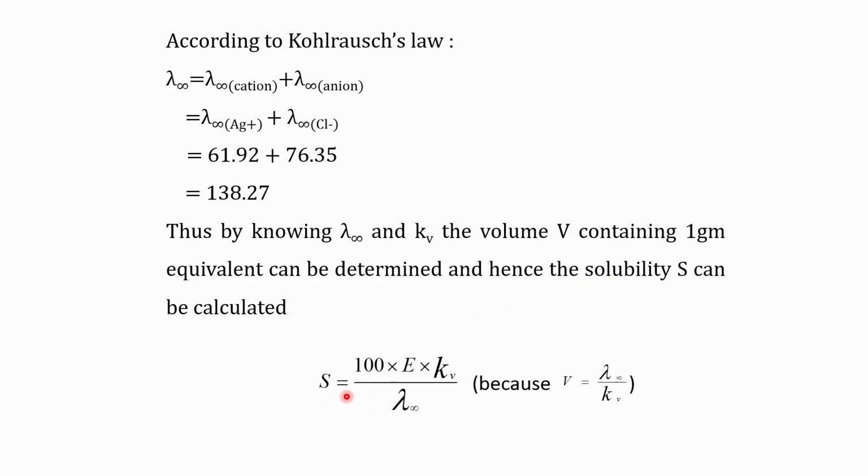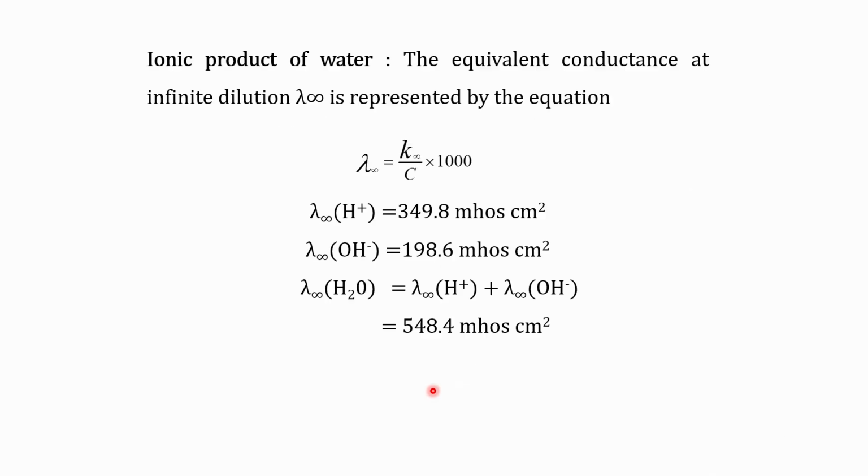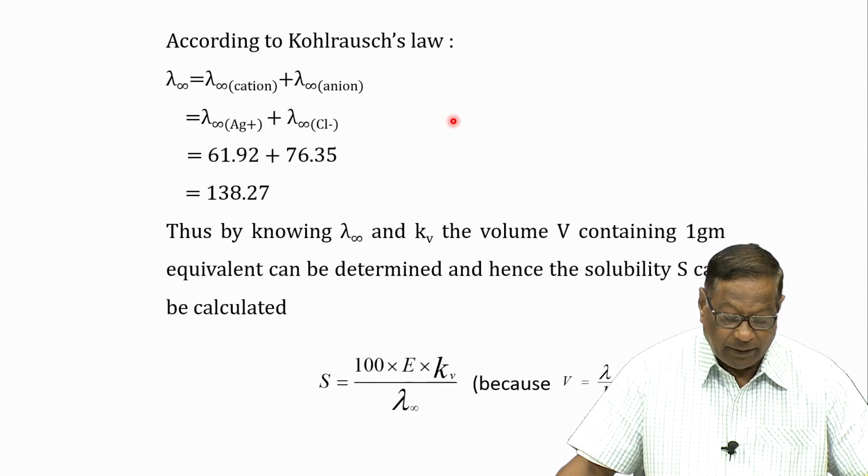How do we calculate solubility S? It is very simple. All I have to do is multiply it by, if I want to say it by percentage, multiply it by 100. So, 100 into E into Kv divided by lambda infinity, and you should know what is E and what is Kv.